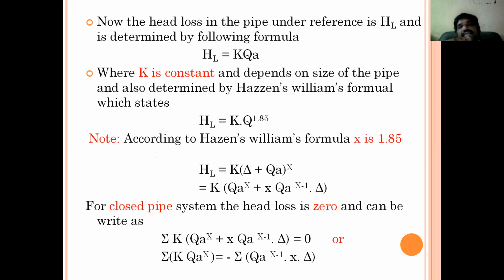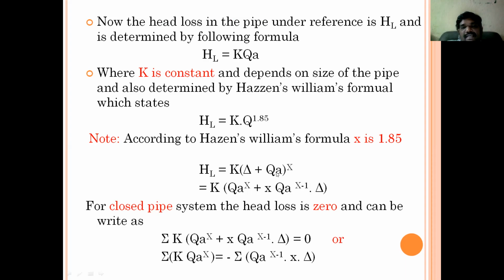Now, the head loss in the pipe under reference is HL, and it can be denoted as HL equal to K into Q, where K is a constant and depends on the size of the pipe. It is also determined by the Hazen-Williams formula, which says HL equal to K into Q power 1.85. How does this 1.85 come? According to the Hazen-Williams formula, X equal 1.85, so HL equal to K into (delta plus QA) power X.